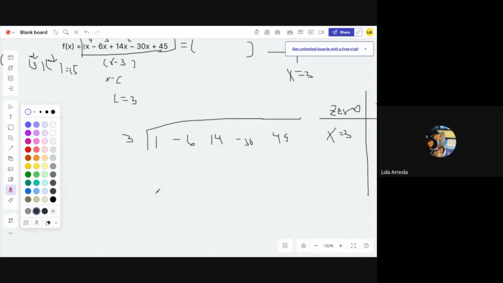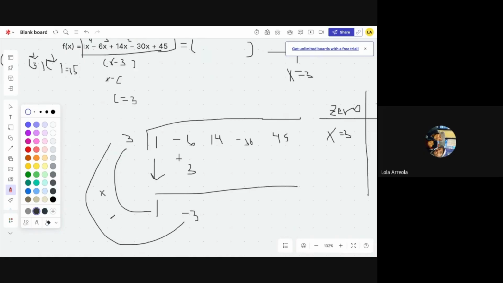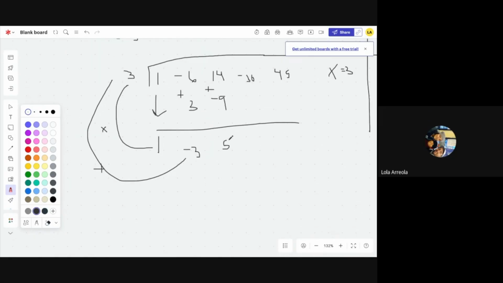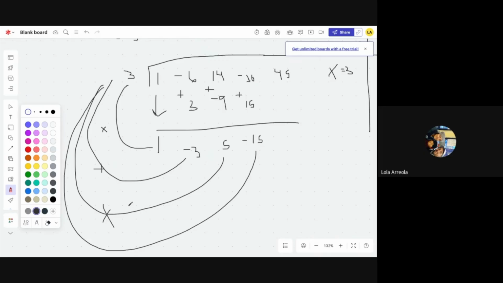All right, so now that I'm done labeling, I put my line, I bring down the first value underneath the line, multiply it by my c. 1 times 3 is 3. Then I add. -6 plus 3 is -3. Below the line, multiply. -3 times 3 is -9. And I add. 14 minus 9 is 5. Below the line, multiply. 5 times 3 is 15. -30 plus 15 is -15. -15 times 3 is negative 45. Oh, look at that. My remainder is 0, as it should be.